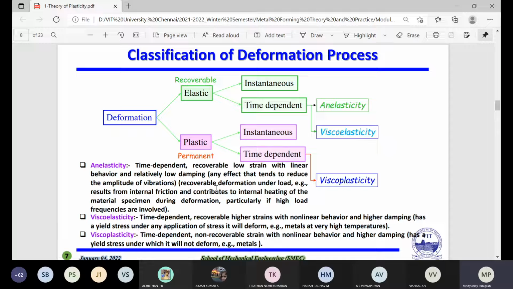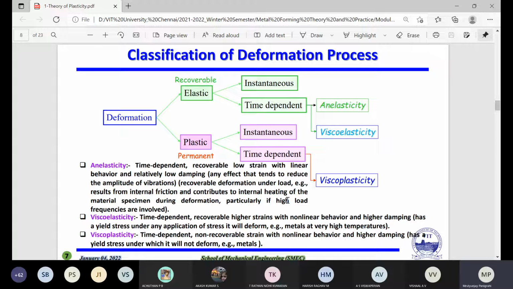So anelasticity is a recoverable deformation under load that results from internal friction and contributes to internal heating. That means if you have some internal friction, maybe I will show one more slide today. So far we are only talking about the load and everything, but apart from this you also have some friction. I will show one good photo. Normally we do not recall that kind of thing on a day-to-day basis.